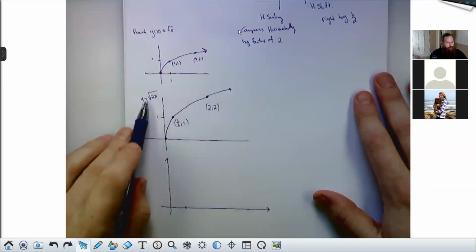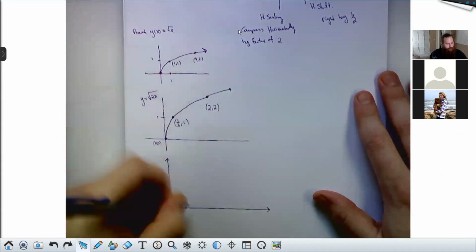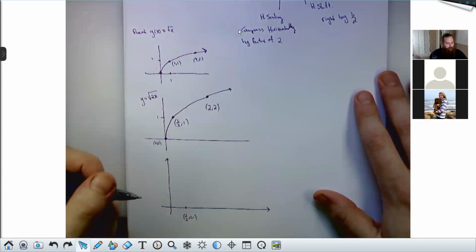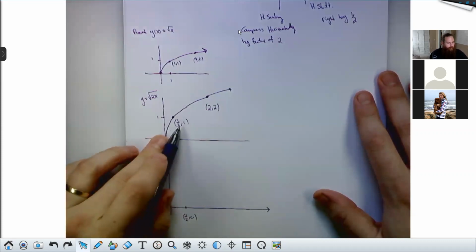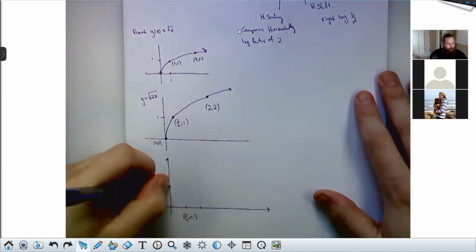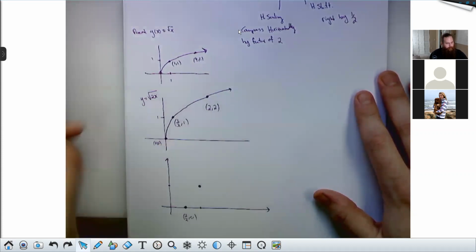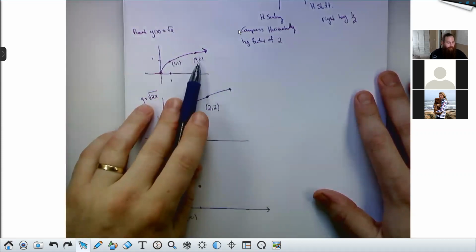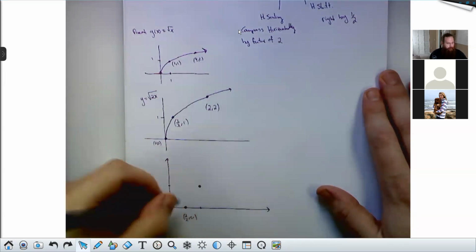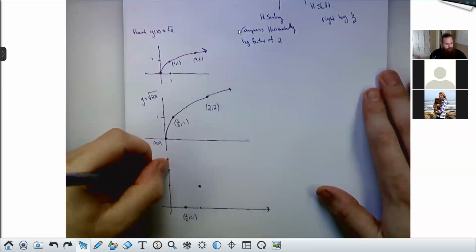If I now shift everything to the right by 1/2, 0, 0 will go to 1/2, 0. 1/2, 1, I'm shifting to the right by 1/2, he will go to 1, 1. And if I shift 4, 2 to the right by 1/2, he will go to 4.5, 2.